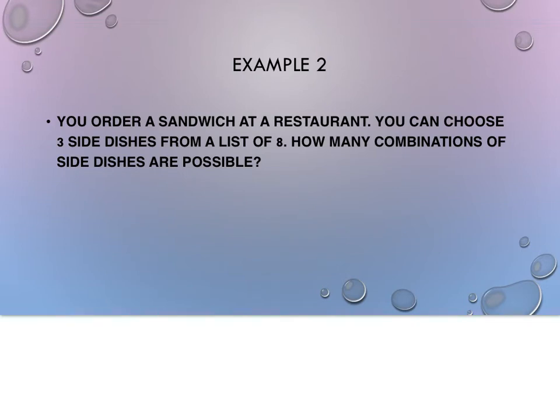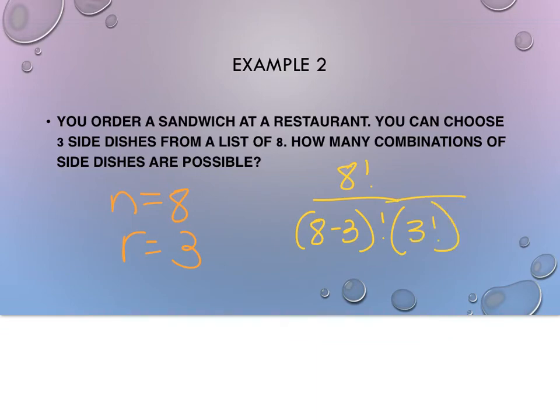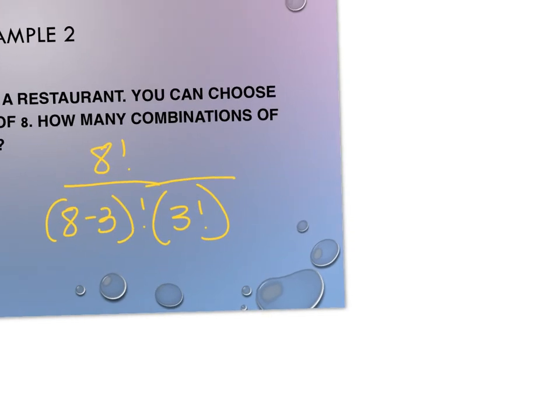So you order a sandwich at a restaurant. You can choose 3 side dishes from a list of 8. How many combinations of side dishes are possible? So what's my n? 8. And what's my r? 3. Good. So 8 factorial over 8 minus 3 factorial times 3 factorial. This time when I'm simplifying, it's going to look a little different. So this becomes 8 factorial over 5 factorial times 3 factorial.